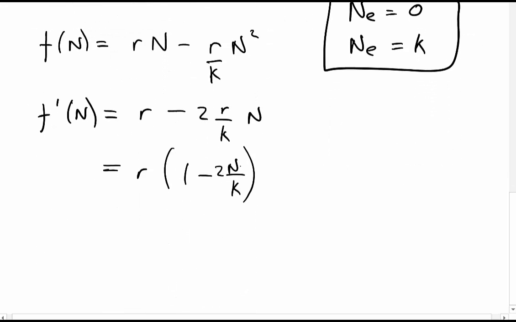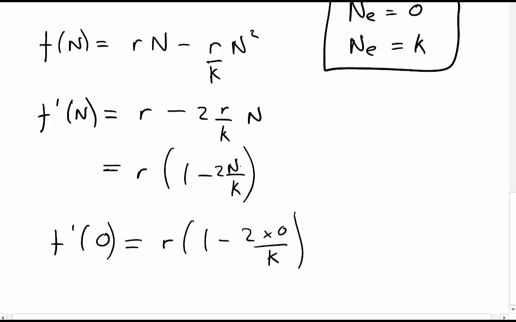Okay, so what is f dash of ne equals 0? Okay, that is going to be r times 1 minus 2 times 0 on k. So that's going to go to 0, so it's going to be 1 minus 0, so it's going to be r times 1, okay, which is going to be r. So f dash of ne equals 0 is just going to be r. Let's have a look at what happens when we plug in ne equals k into this thing.